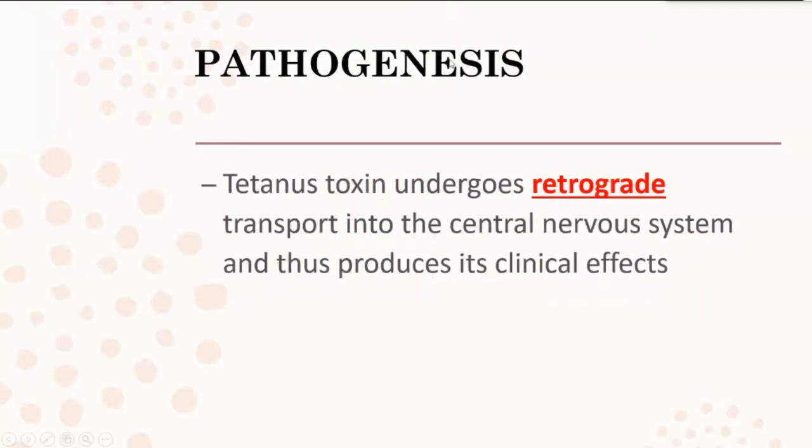What about the pathogenesis? After multiplication and release of the toxin, it will be absorbed into the nervous system and undergo retrograde transport into the central nervous system, and thus produce its clinical effects there. So after toxin generation, it will be taken up by the neurons into the axons and back down to the central nervous system, reach the cells, and here it will be responsible for the clinical effects. So there will be retrograde transport.